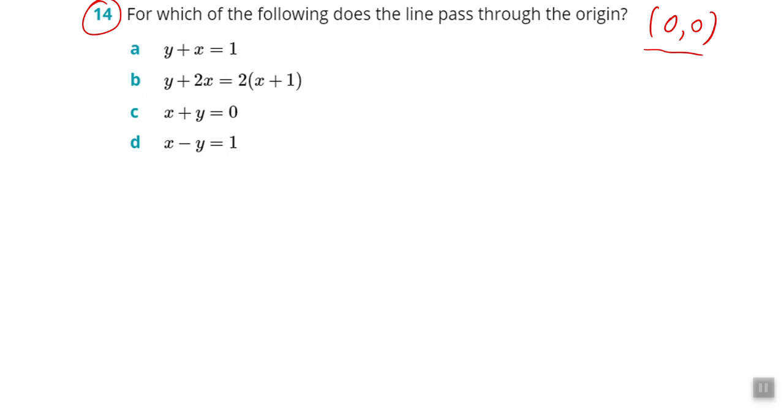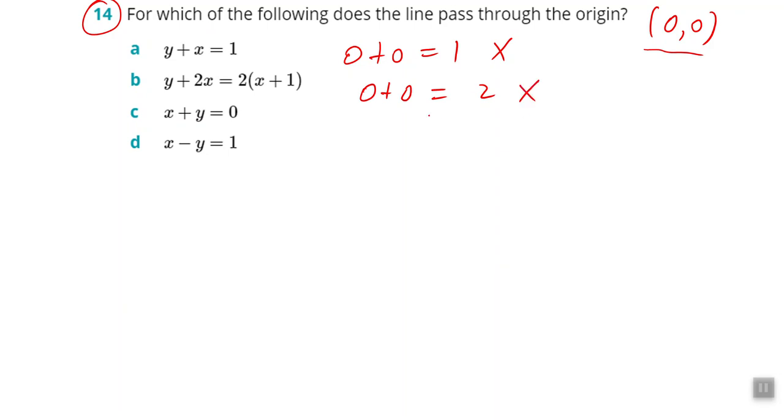The easiest way to check it is just to sub in (0, 0) to see if the statement's true. So when x equals 0, y equals 0, is that statement true? No, because 0 plus 0 does not equal 1. If I sub (0, 0) into the second equation, the x is 0, so it doesn't contribute anything, so 2 times 1 is 2.